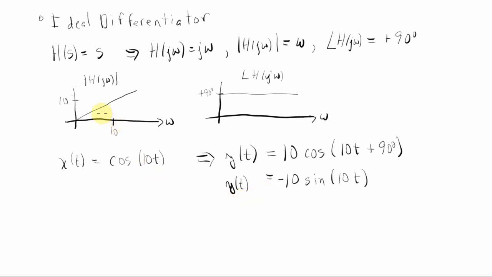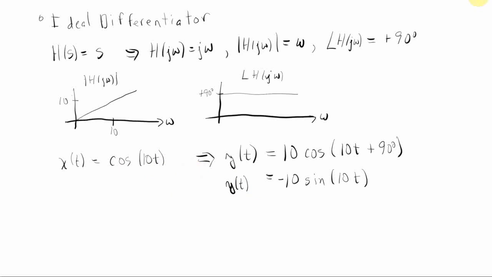Another thing you can see from the magnitude response is that it increases with increasing frequency. So the derivative of cosine of 100t would be minus 100 sine of 100t. And if the input were cosine 1000t, even though the input amplitude is only 1, the output would have an amplitude of 1000. So a differentiator, as you can see here, really amplifies high frequency input signals.